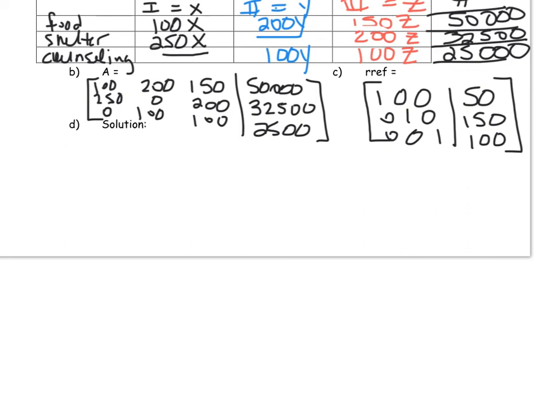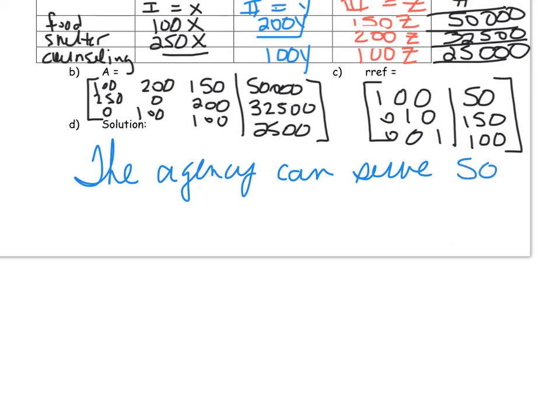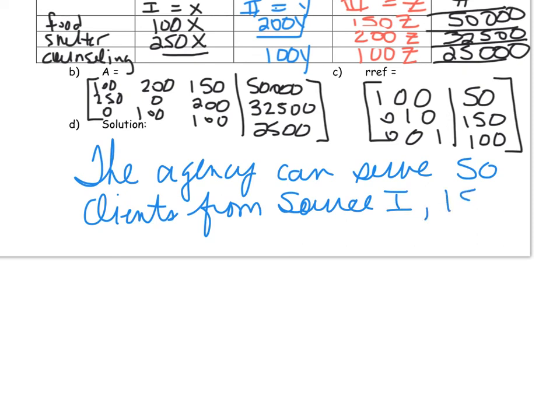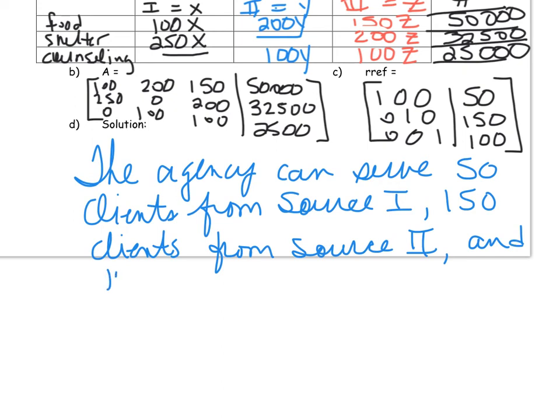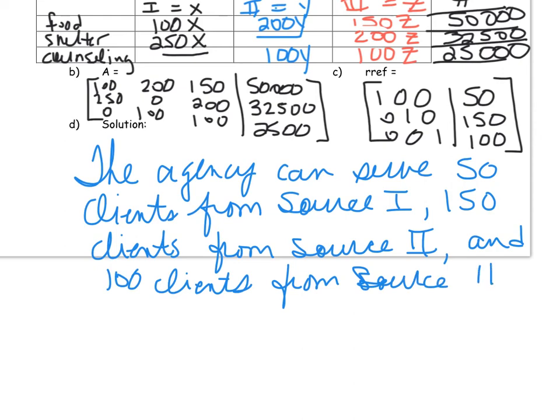So our solution is the agency can serve 50 clients from source 1, 150 clients from source 2, and 100 clients from source 3. Which answers the question. Always answer a question in a sentence.